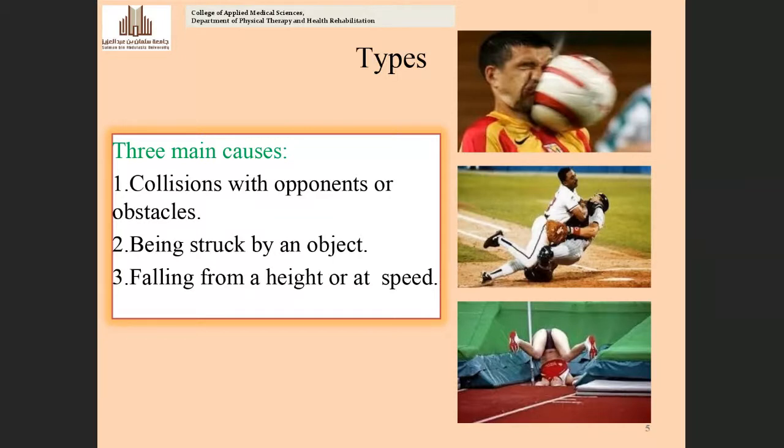And the same if you are struck by an object, right? For example, you are playing soccer or football, you are running very fast and you do not see the person in front of you, or sometimes you do not see the goal post. So you are struck by an object. So there may be a chance of injury to your body. It comes under the category of sports injuries.